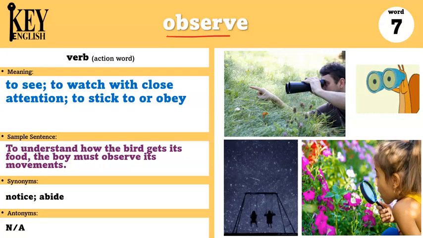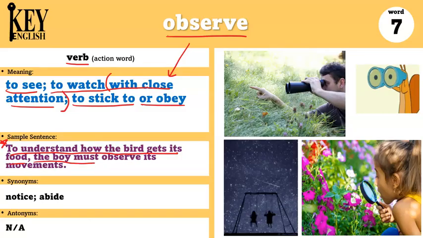Our next word is observe. Observe is a verb, and it means to see, to watch with close attention, to stick to or obey. When you are observing something, you are really watching something carefully. You're not looking away, you're looking very closely at something. Let's look at the example. To understand how the bird gets its food, the boy must observe its movements.